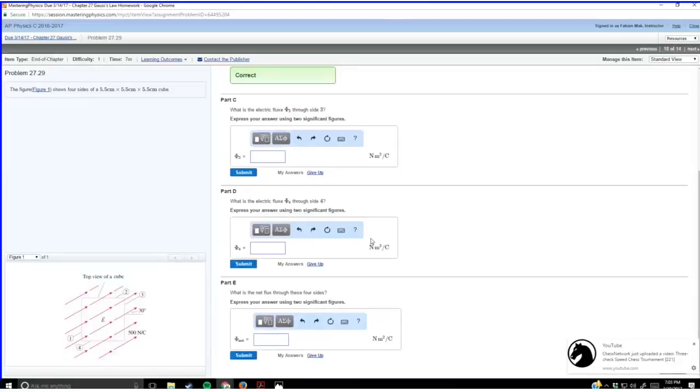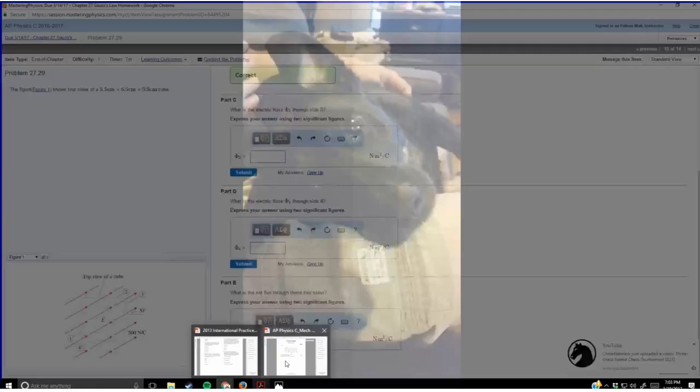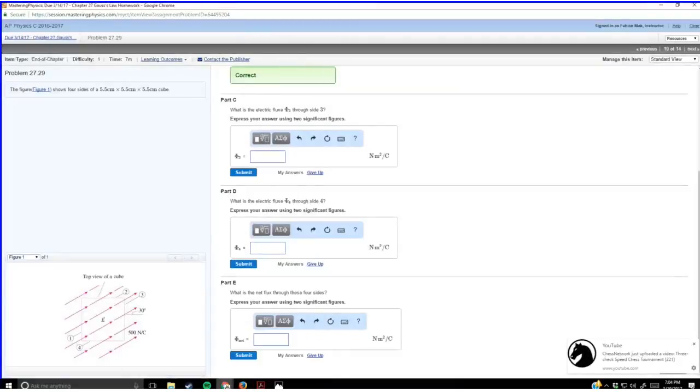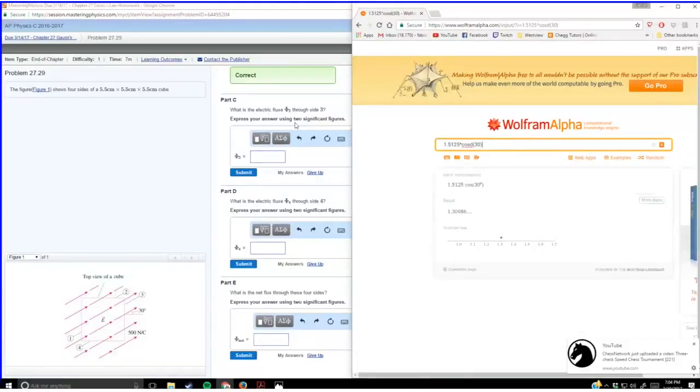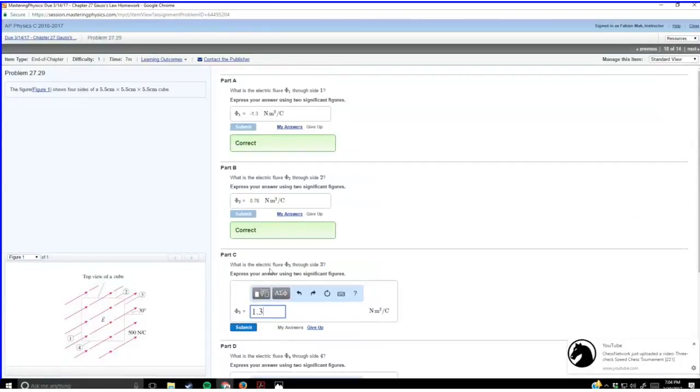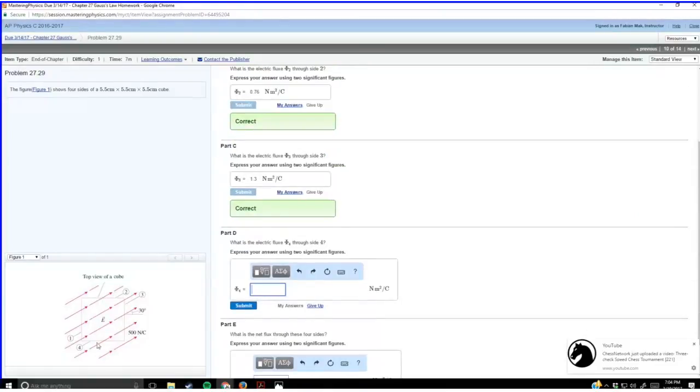Okay, side 3. Side 3 is the right-hand side. Now the angle is 30. Okay, so we will do 30. Should pretty much just be the positive version of that first answer we had. So 1.3, right? Whatever was going in on the left-hand side goes out on the right-hand side. And you can pretty much argue the same thing for side 4. Instead of going out at the same angle as on side 2, it is now going in on the bottom. So that's a negative 0.76.